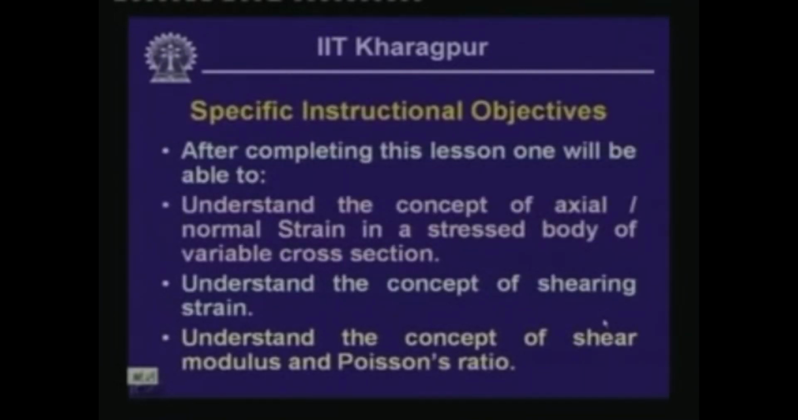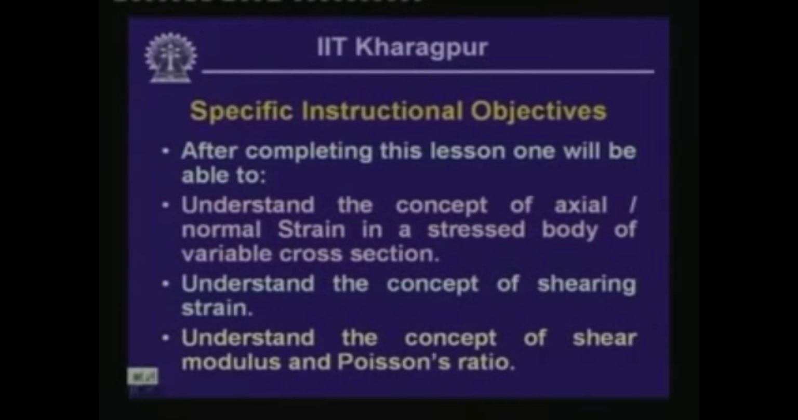Now in this particular lesson, it is expected that once it is completed, one should be able to understand the concept of axial and normal strain in a stressed body of variable cross section. In the last lesson we had discussed the axial strain, the normal strain in a bar which is of uniform cross section. In this lesson we are going to discuss what will be the strain in that particular body if a bar is of variable cross section.